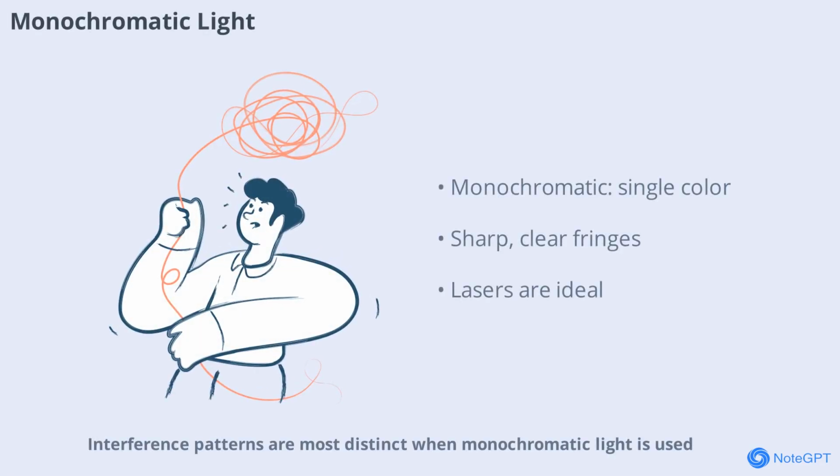Interference patterns are most distinct when monochromatic light is used. Monochromatic means the light has a single wavelength or color. Using light of different wavelengths can cause overlapping patterns, making the fringes less sharp. This is why lasers, which emit nearly monochromatic light, are ideal for interference experiments.